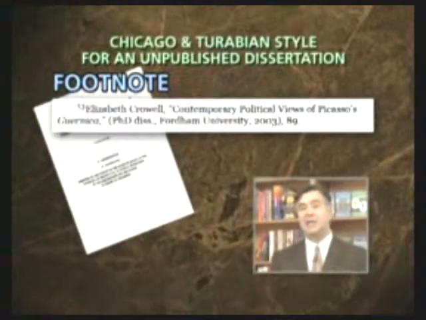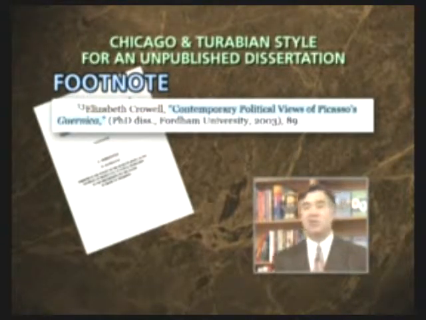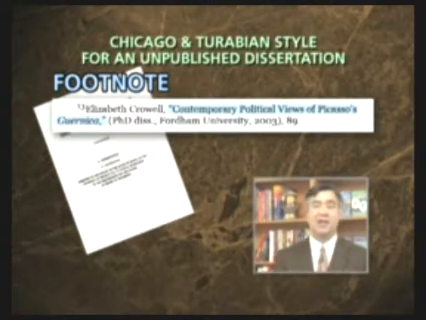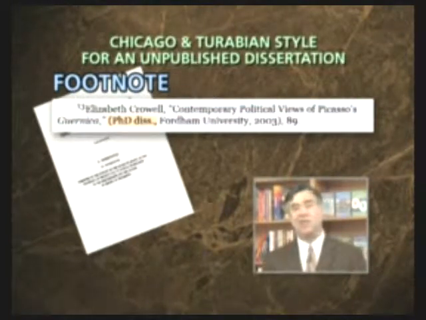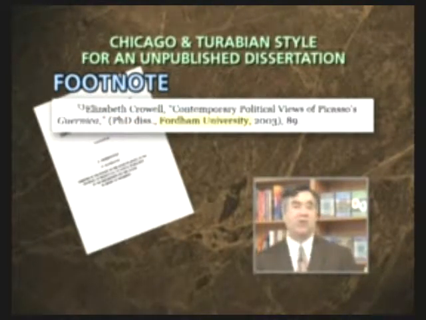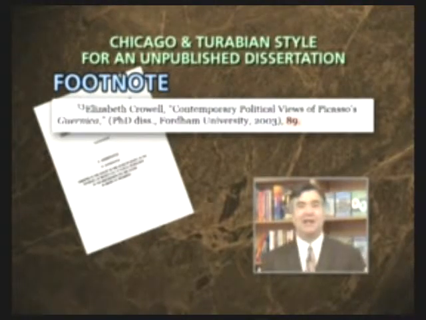What if you were citing an unpublished dissertation? In other words, an essay that someone wrote for a PhD degree, which you found through the helpful librarian in your own school or public library. Here's how you would cite this unpublished dissertation. The author name, Elizabeth Crowell. The name of the dissertation in quotation marks, "Contemporary Political Views of Picasso's Guernica." Then PhD, the abbreviation diss., which stands for dissertation, the name of the school, Fordham University, the date of the degree, 2003, and the page reference, 89.